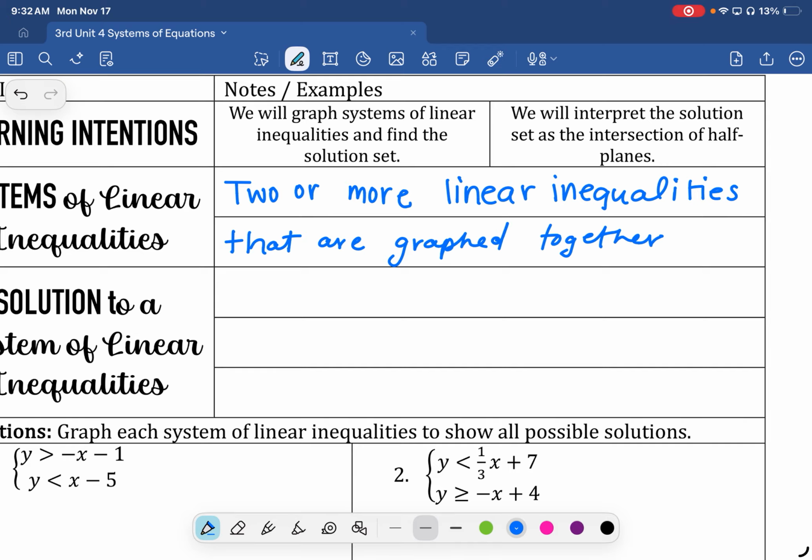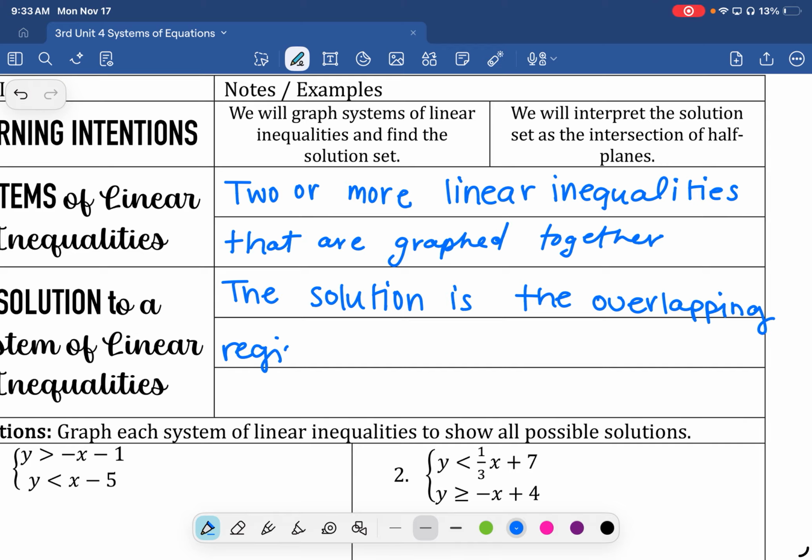The solution for a system of any linear inequalities. So we're going to put the solution is the overlapping region of points that satisfy both inequalities.